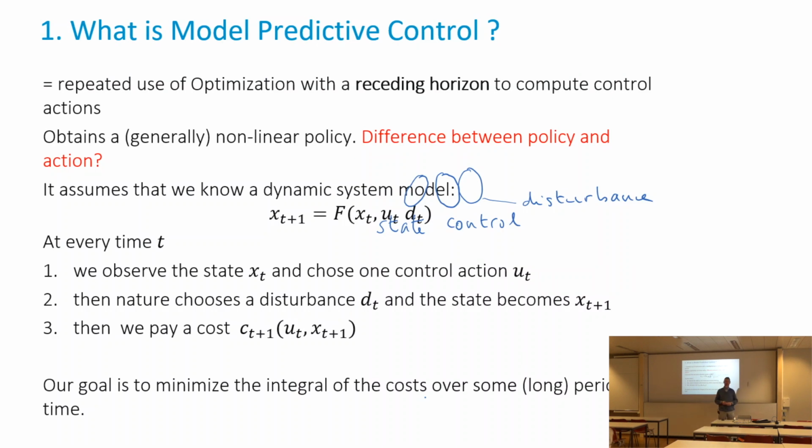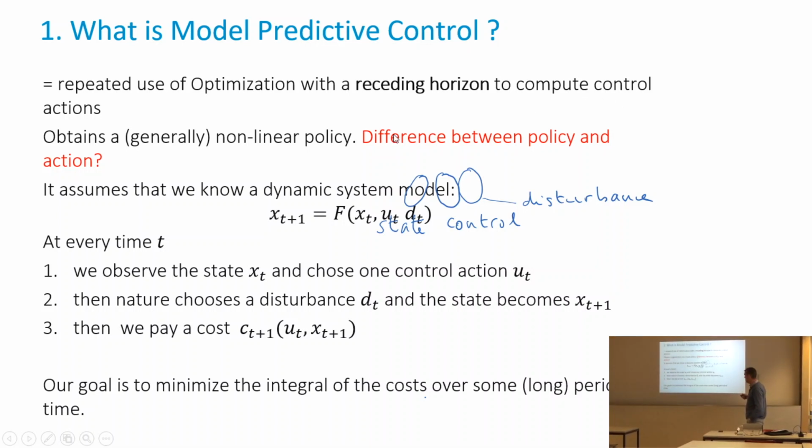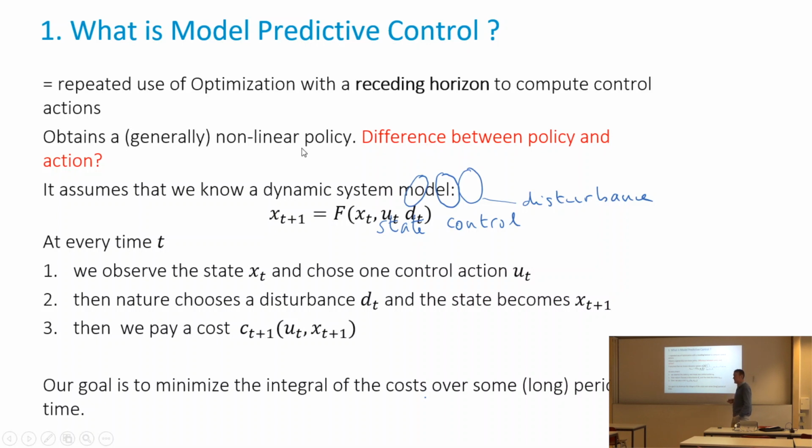Model predictive control is a very widespread technique in engineering, in energy systems in particular, and certainly in electrical grids, which consists in using optimization with a receding horizon, we will explain that in a few minutes, in order to get a controlled policy. We have already seen a policy last week when we talked about affine policies that were reacting to disturbance.